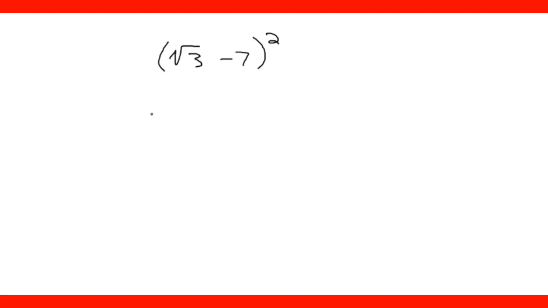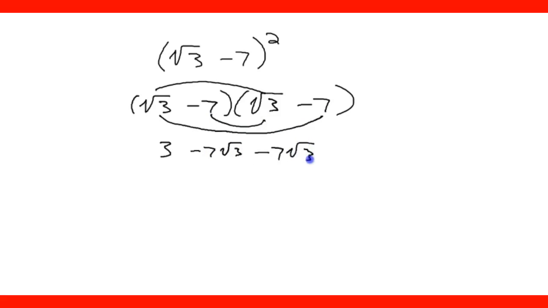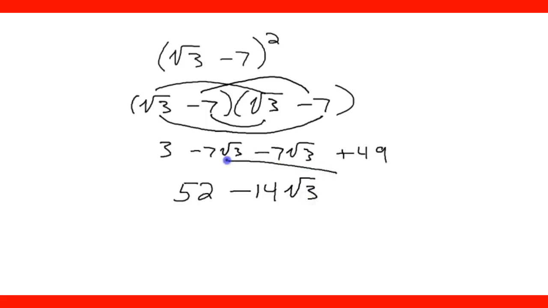Alright, now I have a binomial that's being squared. Now you should remember that when we square a binomial, it's a simple matter of writing it down twice and using FOIL. So when I do that, my F, those are buddies, so I get 3. My O is minus 7 radical 3. Same with my I, minus 7 radical 3. And then my L is plus 49. So when I combine my 3 and my 49, I get 52, and then minus 14 radical 3. And there's our answer.